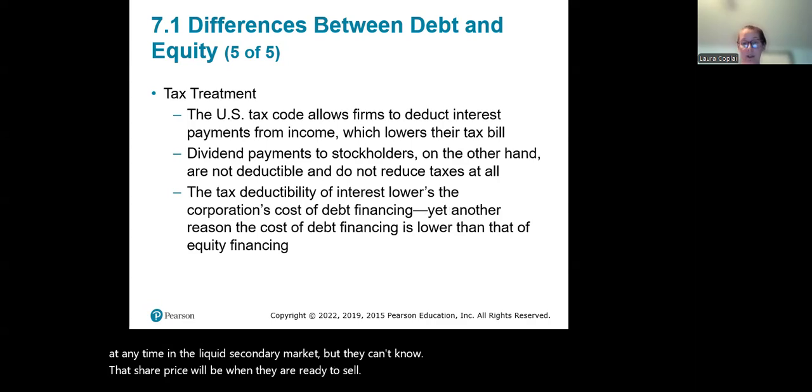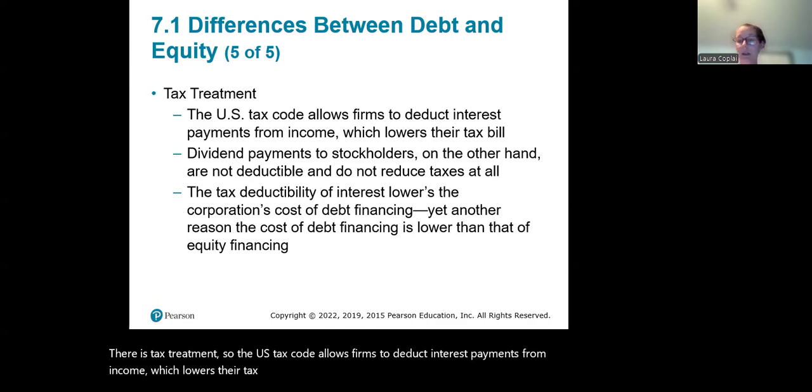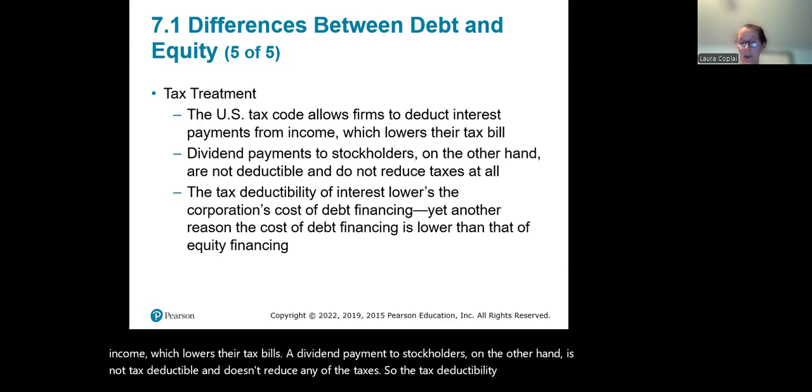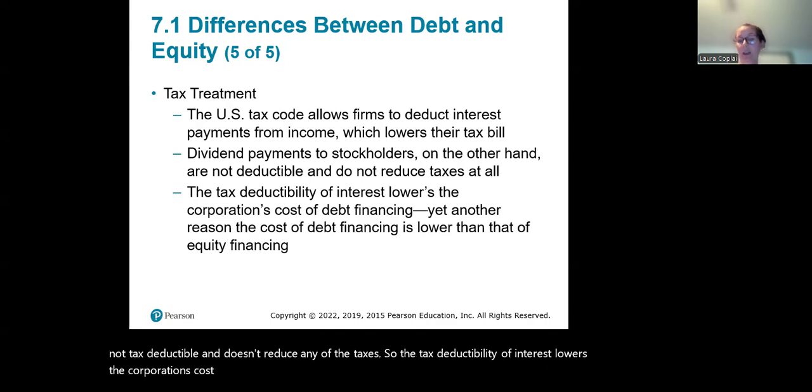There is tax treatment. So the U.S. tax code allows firms to deduct interest payments from income, which lowers their tax bills. A dividend payment to stockholders, on the other hand, is not tax deductible and doesn't reduce any of the taxes. So the tax deductibility of interest lowers the corporation's cost of debt financing, which is another reason why the cost of debt financing is lower than that of equity financing.